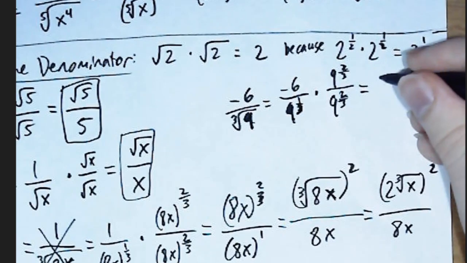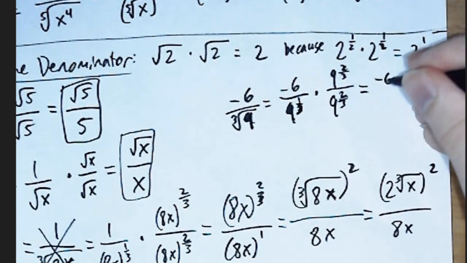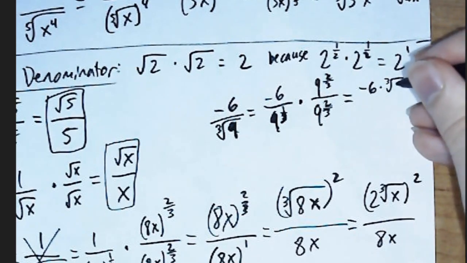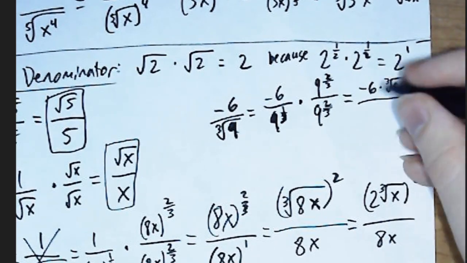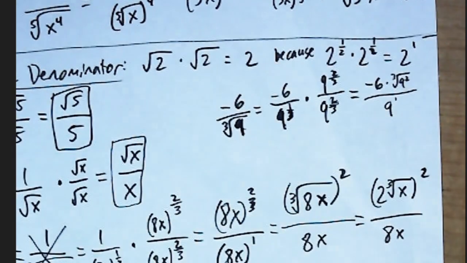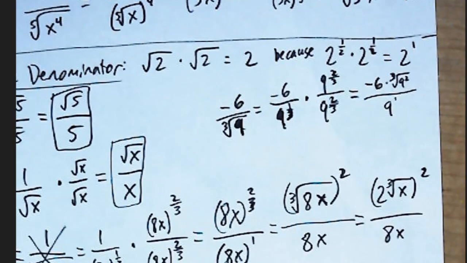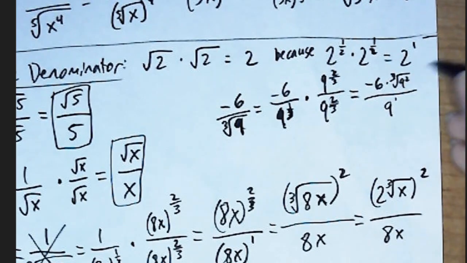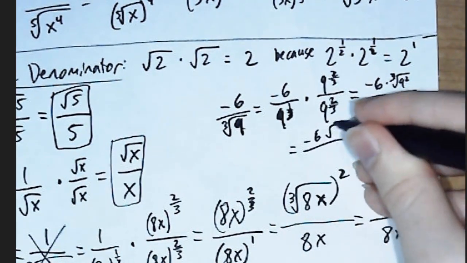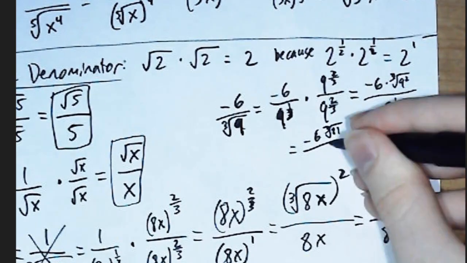And I'm left with negative 6 times the cube root of 9 squared over 9 to the first power. Okay, from here you can actually do this. This is going to be negative 6 times the cube root of 81 over 9.